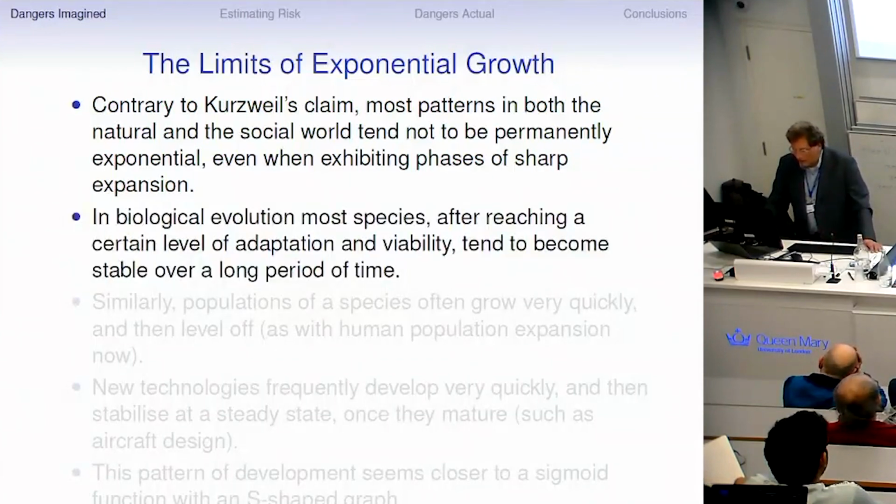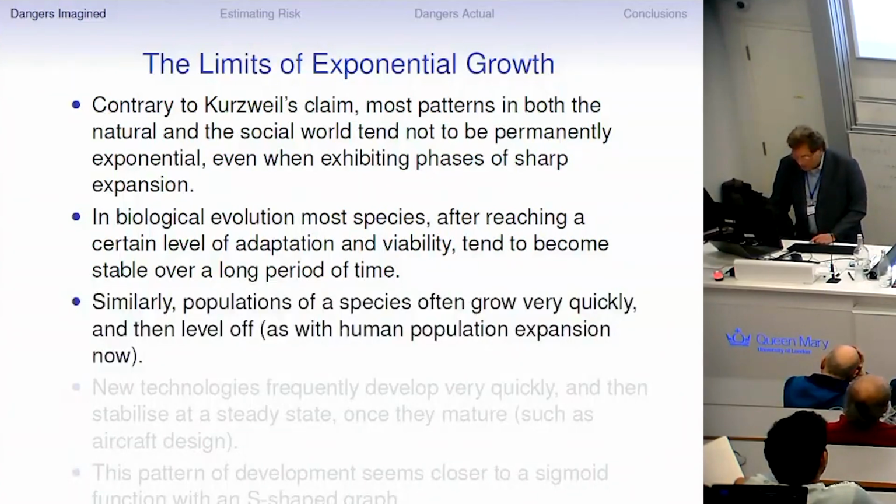So, for example, in biology, most species, after they reach a certain level of adaptation and viability, will tend to become stable over a long period of time. It's certainly true of the lower organisms, which have been in their present form for millions and millions of years. But it's even true of higher primates like us. Certainly, most species of apes and monkeys have not changed significantly. There may have been minor evolutions, but nothing significant in several million years. So this is just not true about biology.